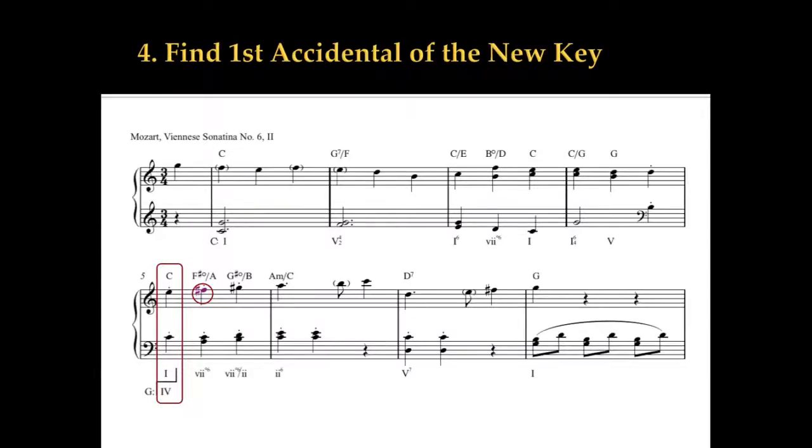Next, find the first accidental that indicates the new key. Back up one chord. If that chord is common to both of the keys, the old key and the new key, then that's your common chord. In this piece, the first F sharp is the second beat of the second line. Back up one chord, which is a C major chord. It's a 1 chord in the key of C and a 4 chord in the key of G. Listen again to verify your results.